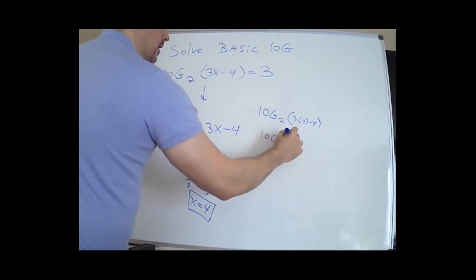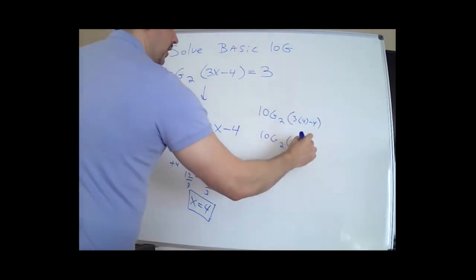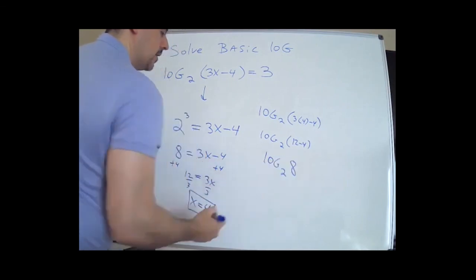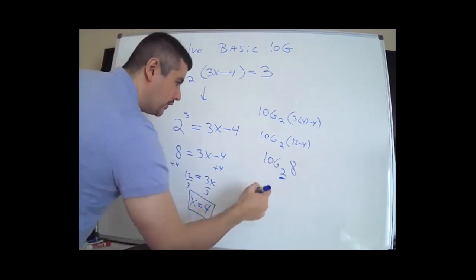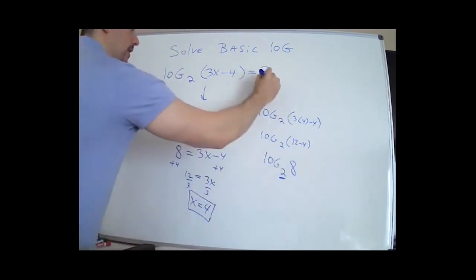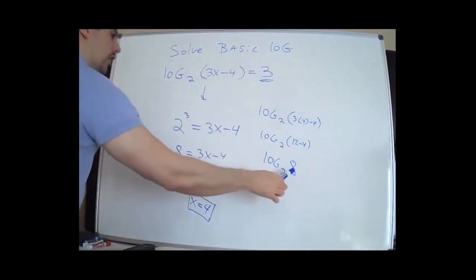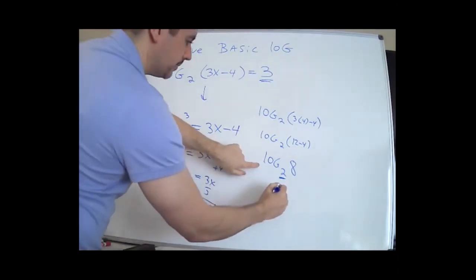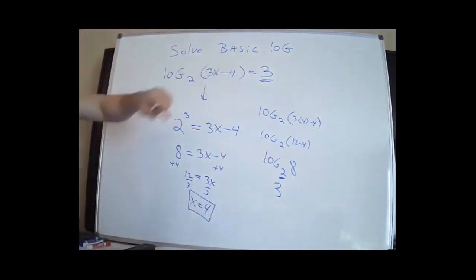Log 2, that's 12 minus 4. So I get log base 2 of 8. So what power of 2 is 8? It's 3. So as long as you get the right thing, I know that this is 3. So it checks out, right? This is how you check.